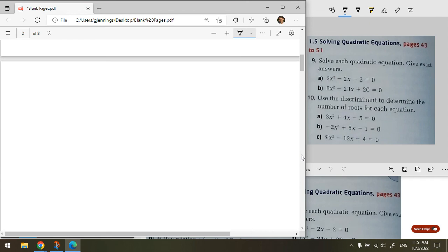Now the next one, 6x squared minus 23x plus 20 is equal to 0. Now I could throw all this into the quadratic formula, but this one factors. Okay, so I can find that out by noticing 6 times 20 up here, and I want to multiply to that, and I want to add to negative 23. Okay, let's phrase this in a different way.